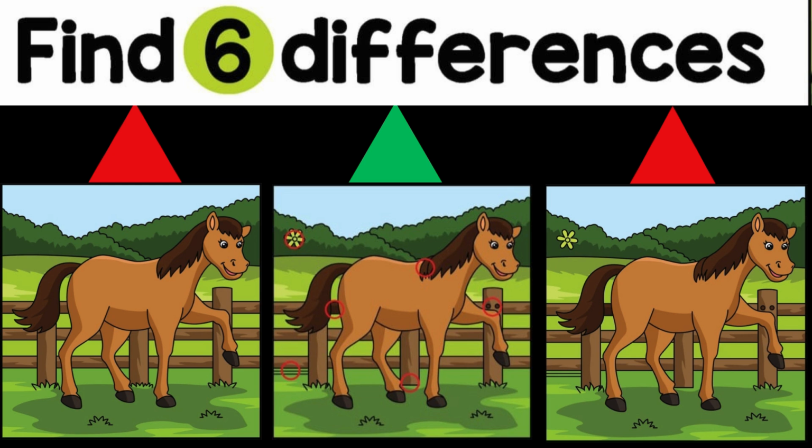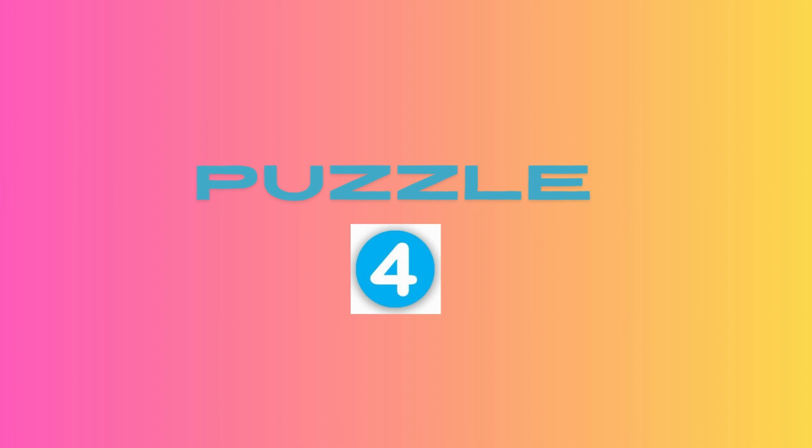Number four, two bolts missing on fence above knee of a horse. Number five, a grass missing on the middle fence on the foot of a horse. Number six, a hair on the neck of a horse. Puzzle number four.